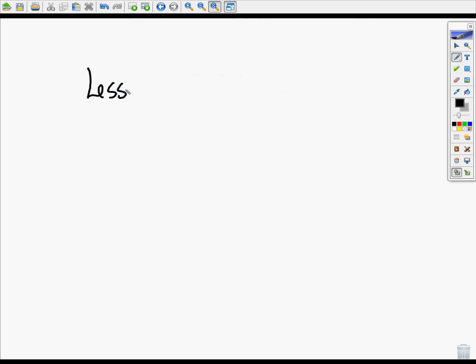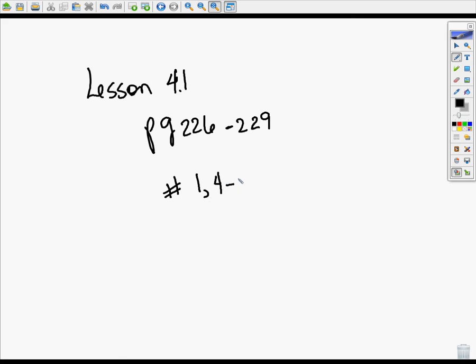If you want to start this lesson, it's 4.1 and it's on pages 226 to 229. Problems number 1, 4 through 16 even, 17, 18 to 38 even, 42, and 45 through 48.